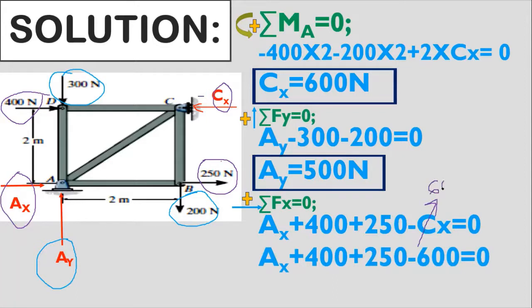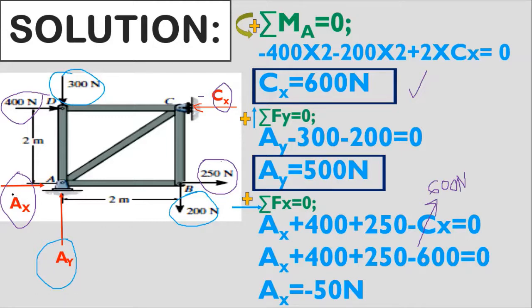So let me write it here, and it will let you confirm it. You can see here, this one we have already calculated. In this way you will be able to calculate the value of AX, which comes out to be minus 50 Newton. So what does minus 50 Newton mean? It means the direction you assumed was wrong, and its direction should be towards the negative axis.